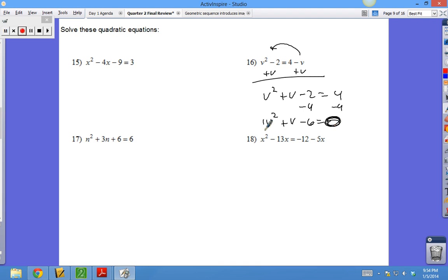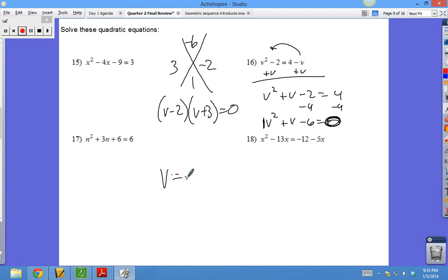Now, I like this because a is 1. If a is 1, I'm going to try and factor it. So does there exist two numbers that multiply and give you a negative 6, add and give you 1? It's going to be a 3 and a 2, and one must be negative because they multiply to give you negative. So I'm going to go with the 2 negative because 3 minus 2 is 1. So we're going to change it to v minus 2 times v plus 3 equals 0. And then what must v be for this to be true? v must be 2 or -3.